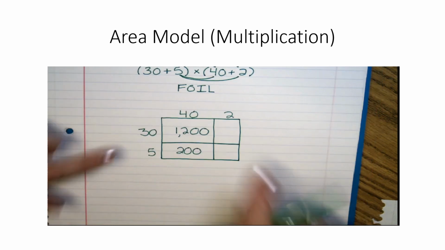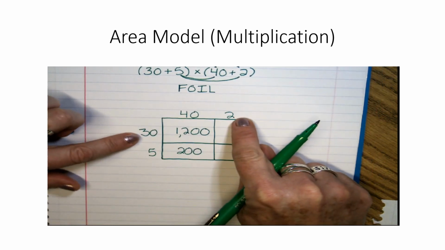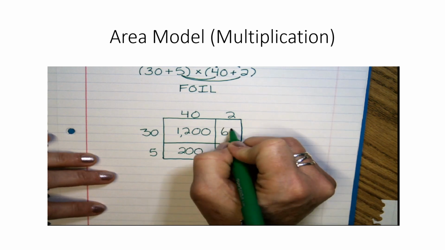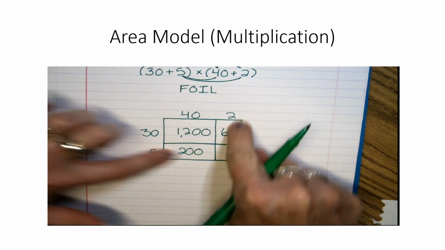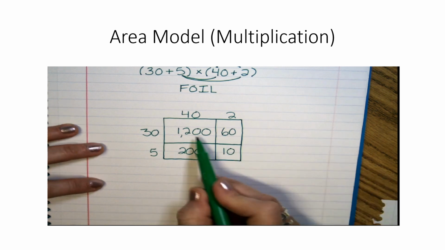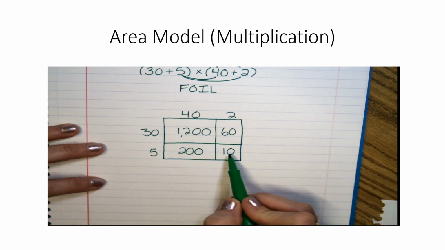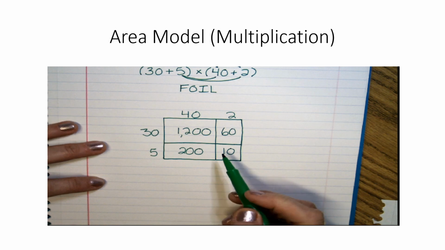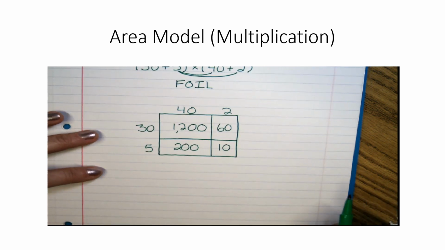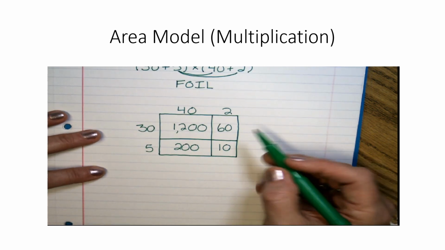Now we're going to move to the other numbers. We have 30 times 2, which is going to be 60. And we have 5 times 2, which of course is 10. So the numbers that we have in our 4 boxes are what we call partial products. And we're going to take the partial products and combine them together to get our final product.